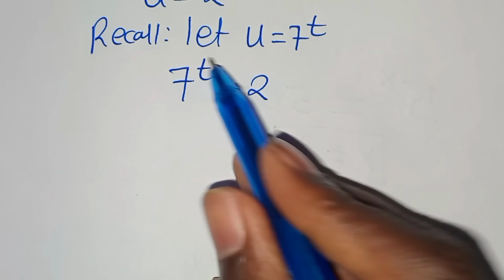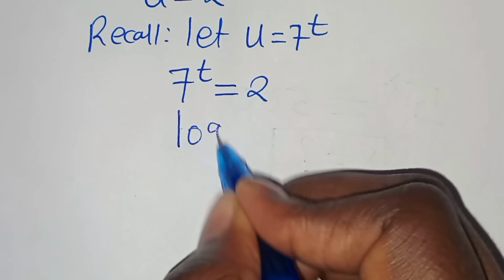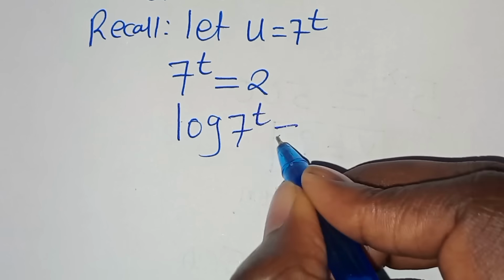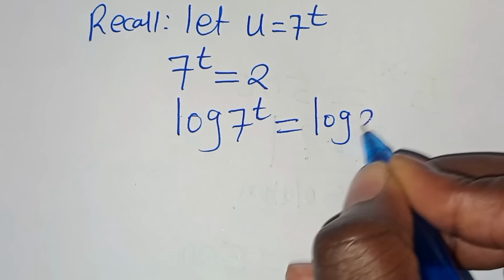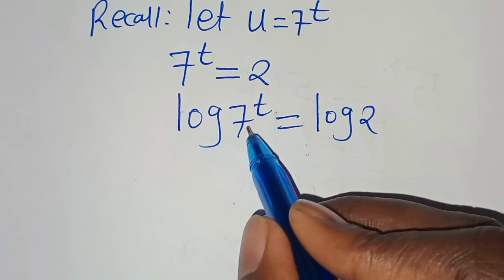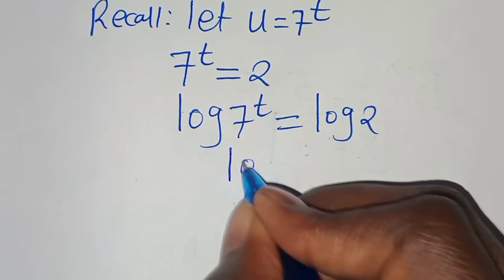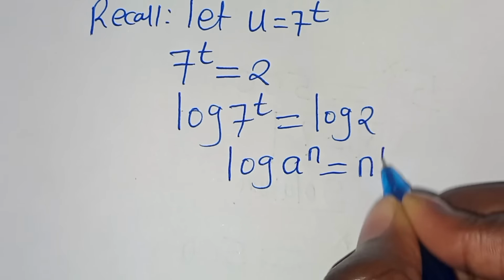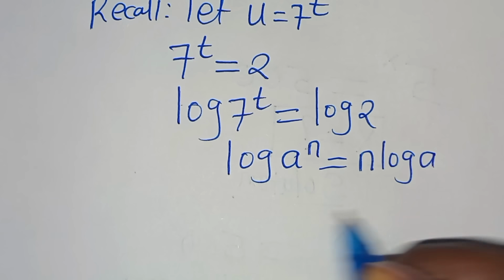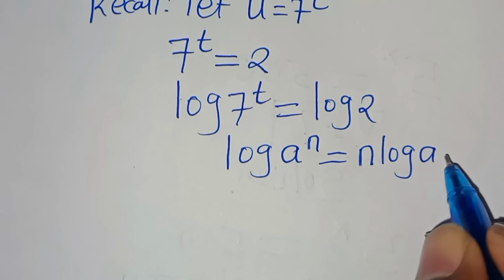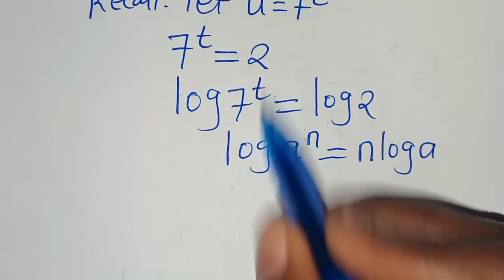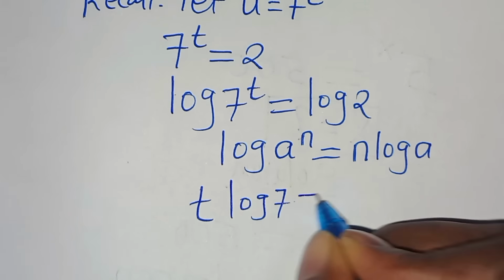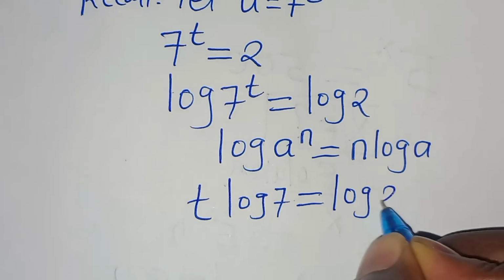Now to solve for t here, we introduce logarithm on both sides. So we have log 7 to the power of t is equal to log 2. Log 7 to the power of t is in the form of log a to the power of n, which we can express as n log a. Applying this power rule property, log 7 to the power of t becomes t log 7. This is equal to log 2.